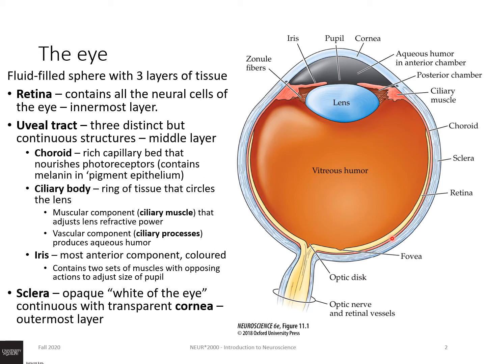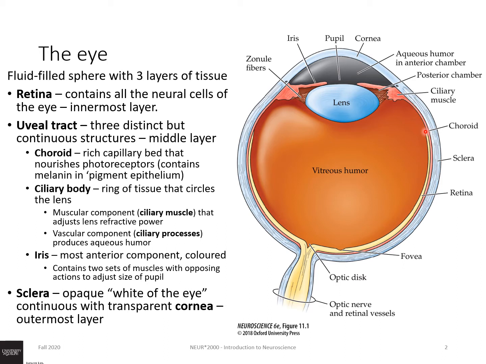So you've got the middle layer, which is called the choroid. The choroid here is rich in capillaries, so it contains the blood that nourishes the photoreceptors in the retina. This contains melanin in the pigment epithelium, and we'll talk more about that later on.